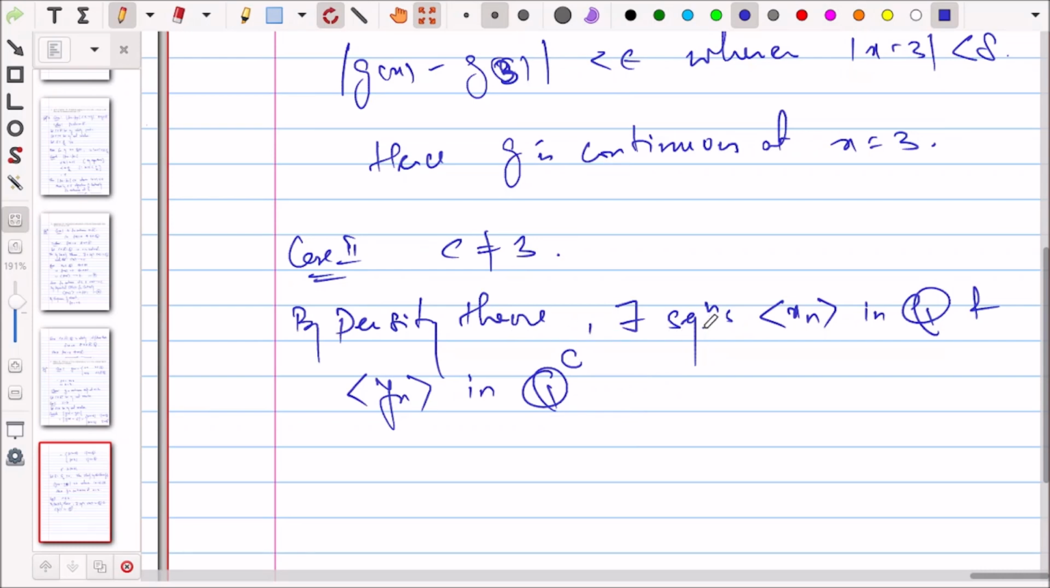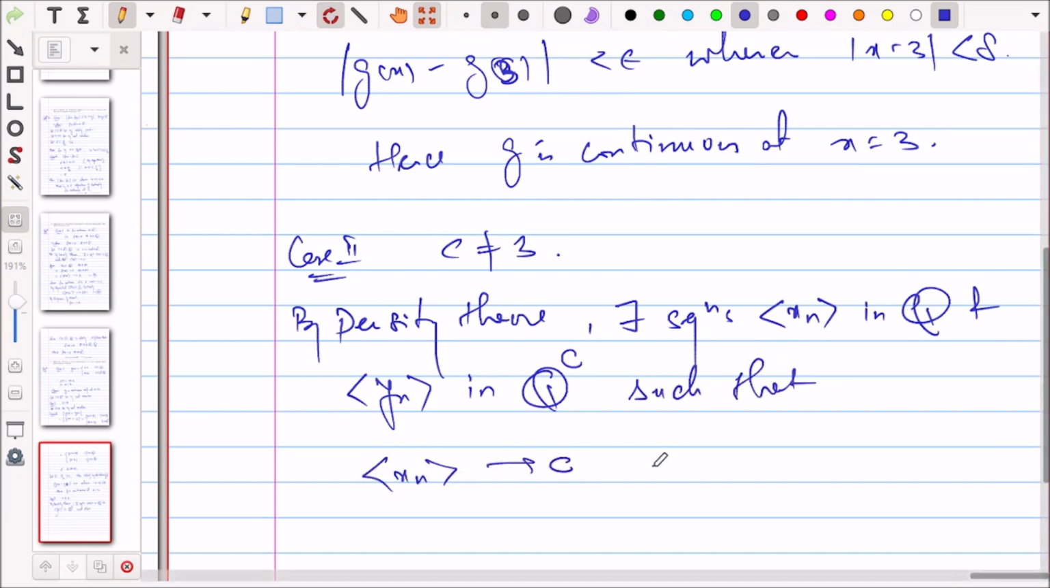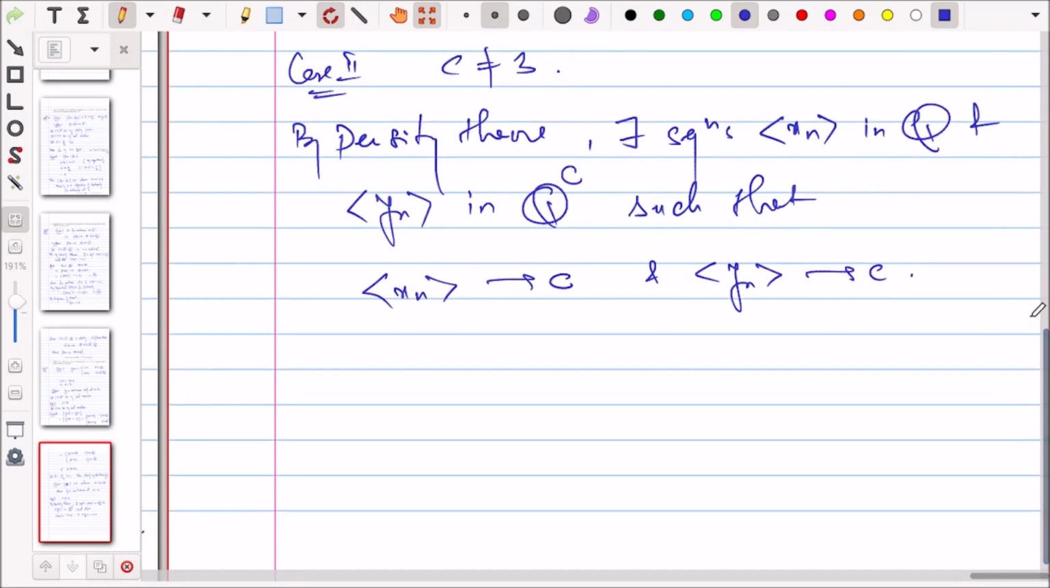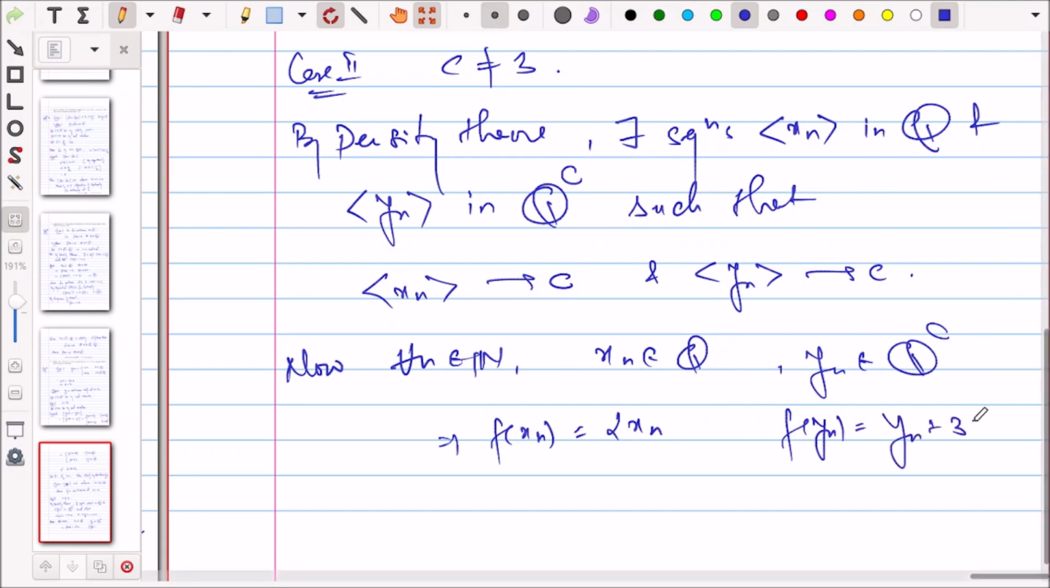So by density theorem, there exist sequences xn in Q and yn in Q complement such that xn converges to c and yn also converges to c. So for every real number, there always exist two sequences, one rational and the other irrational, such that both the sequences converge to the same point. Now for all n belonging to N, xn belongs to Q, yn belongs to Q complement. So this implies f of xn is equal to 2xn and f of yn is equal to yn plus 3.